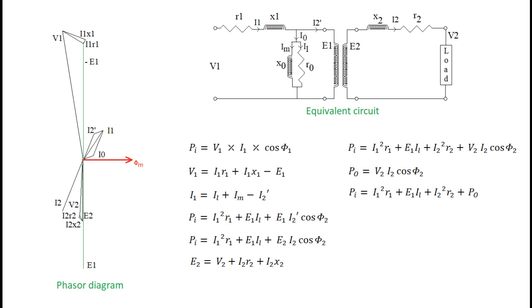step on screen. This expression consists of primary copper losses, core losses, and power transferred from primary to secondary in the form of magnetic power. If we divide and multiply by turns ratio A to the expression of magnetic power, E1 will be replaced by E2 and I2 dash will be replaced by I2. The expression with such a replacements is shown in next step.